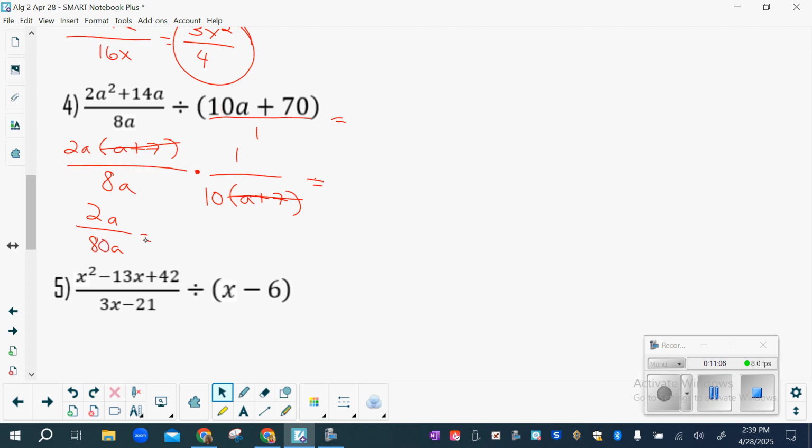What goes into both of these? 2a actually? 2a, we're going to get 1 over 40. 2a, so it'll be 1 over 40. Okay, go ahead and do the next one.